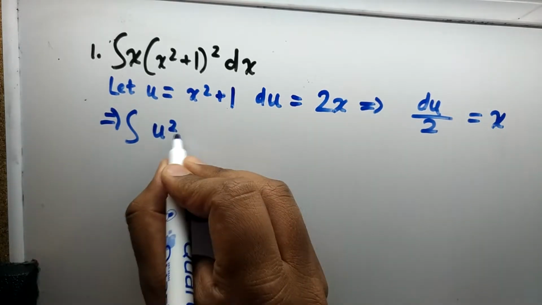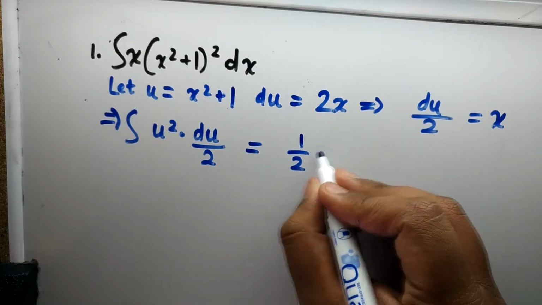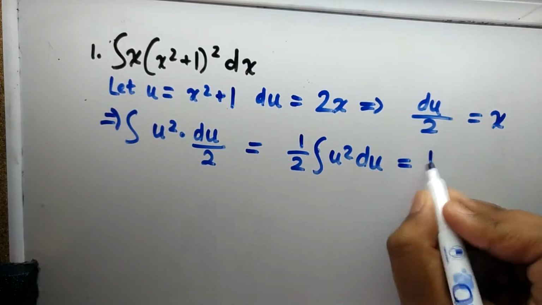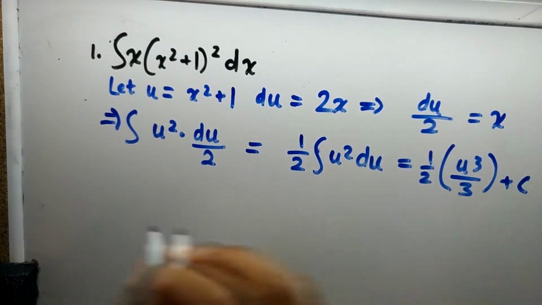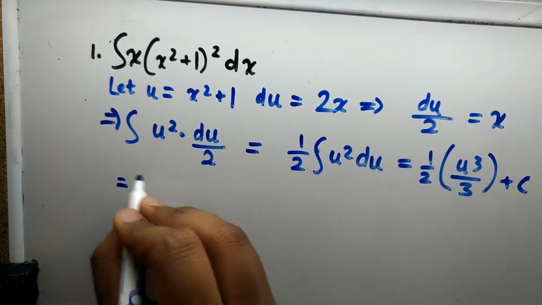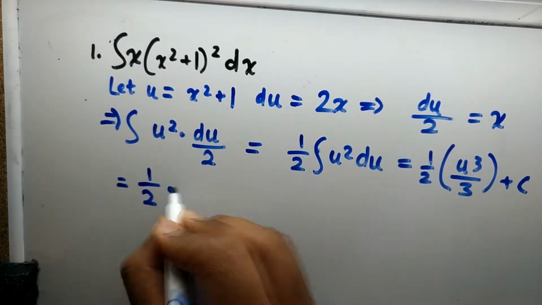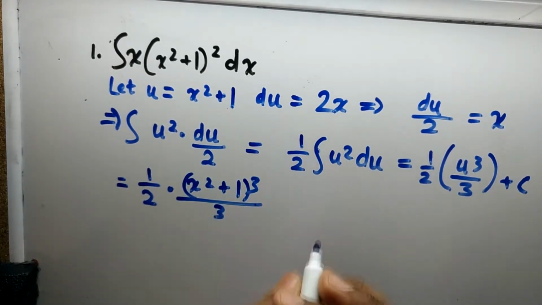and we end up getting u squared times du over 2, and we can just pull out the half, and we end up getting u squared du, and we can integrate this pretty easily. It's just u cubed over 3 plus c, and then we can substitute back our x squared plus 1 that we substituted for u, and we get our final answer, which is that.